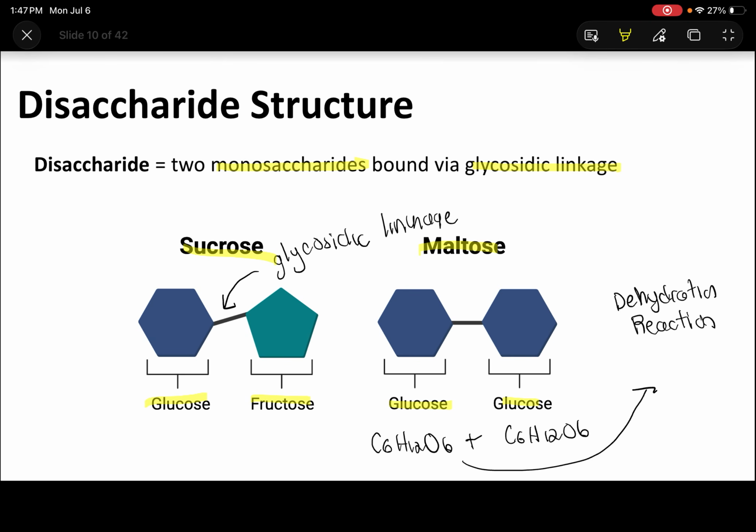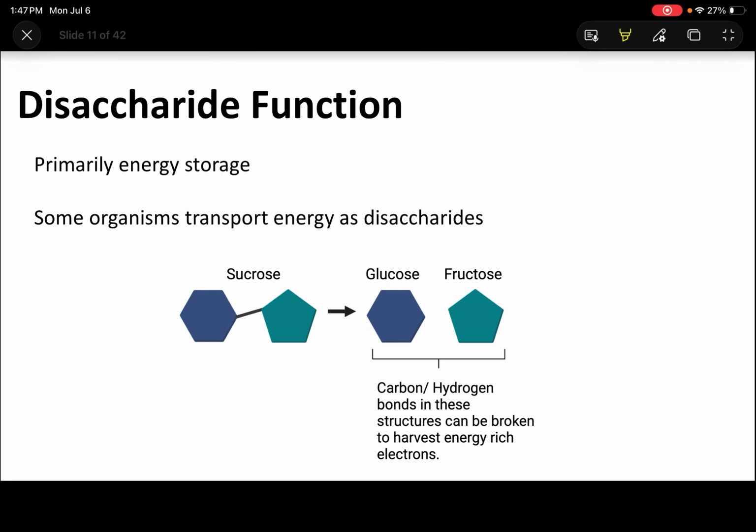What is the function of disaccharides? The primary function of disaccharides is energy storage. Remember, when we break apart these molecules into their monomers, glucose or fructose, there is a ton of energy stored in them. Additionally, some organisms will actually transport energy as disaccharides. Some organisms might take a disaccharide of sucrose, send it to the cell where it's then further broken down into glucose and fructose. And remember, these carbon-hydrogen bonds in these monomers are what is broken to create energy.